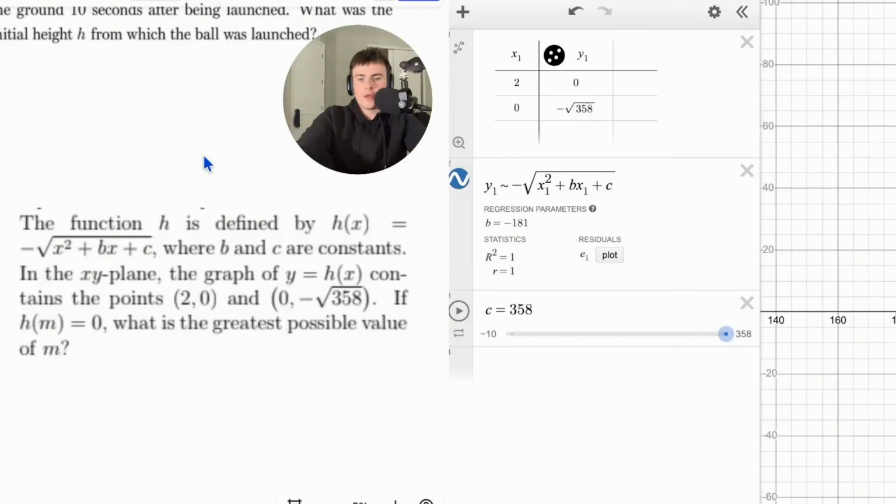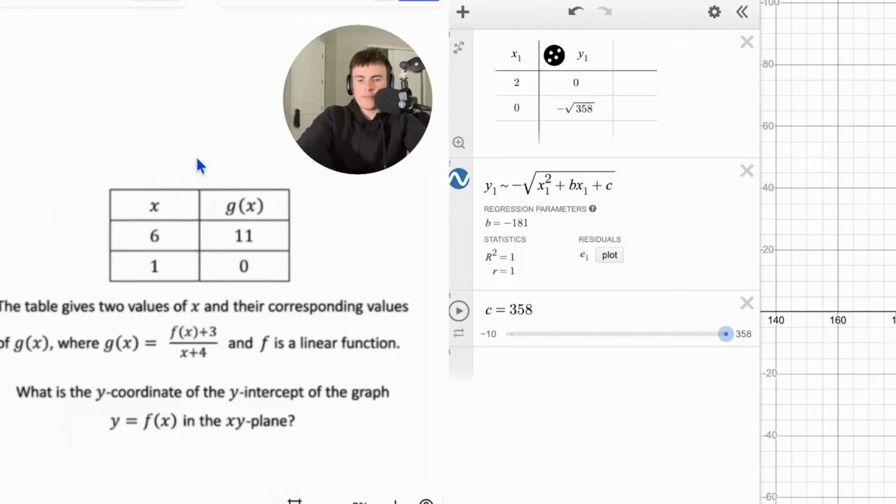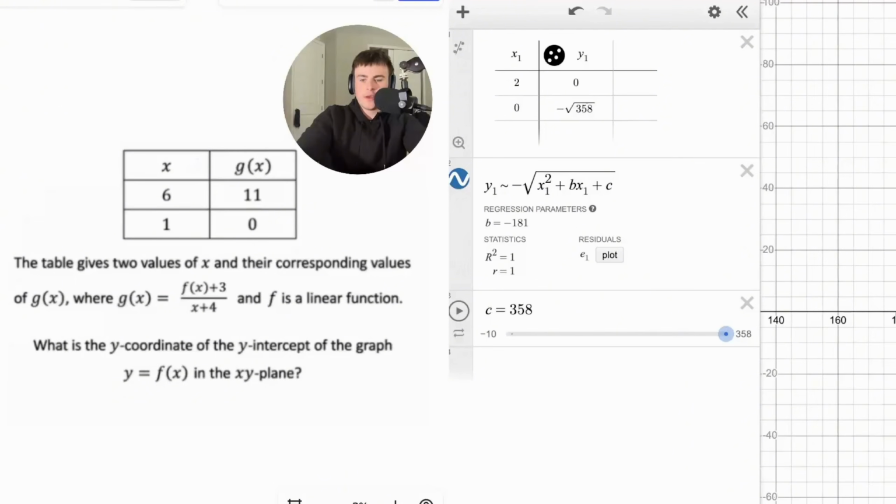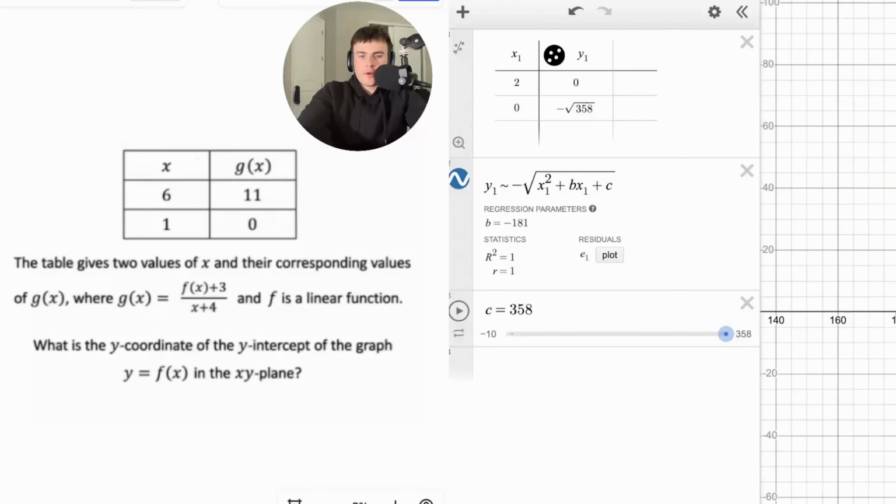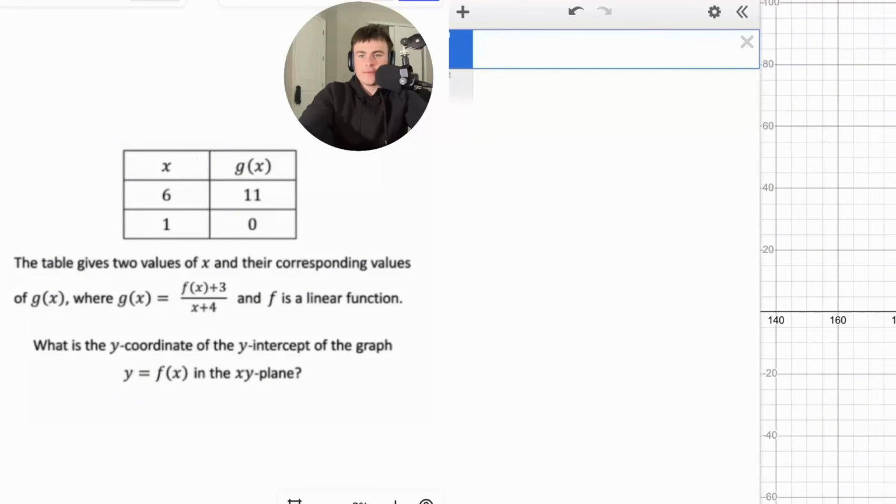But let's do one more here that I made, actually. I made this question. You've probably seen it before. So it says the table gives 2 values of x and corresponding values of g of x, where g of x equals f of x plus 3 over x plus 4, and f is a linear function. What is the y-coordinate of the y-intercept of f of x in the xy plane? So we have this table here.